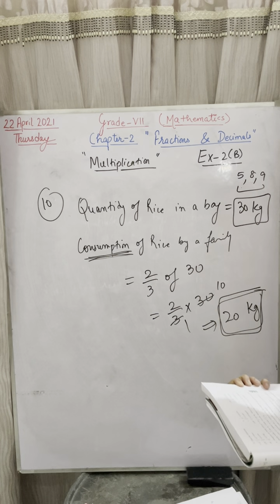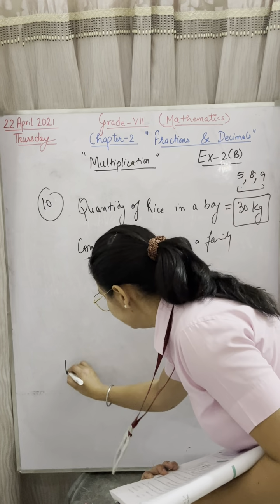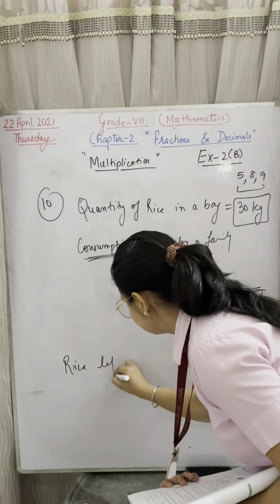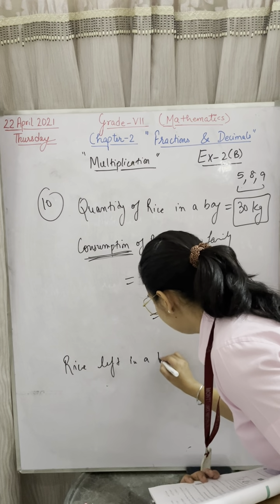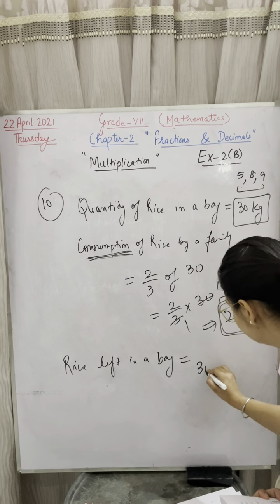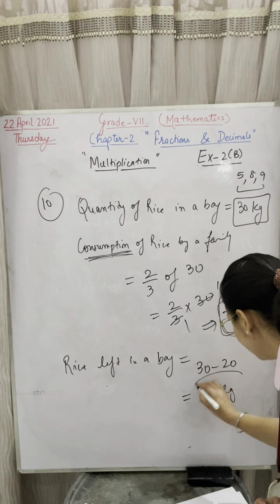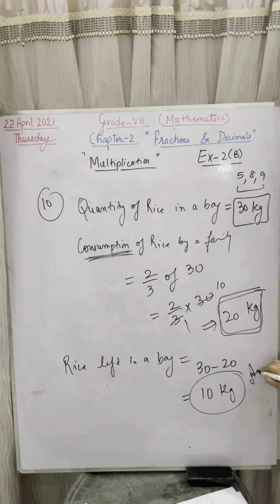After that they are asking how much rice is left in the bag. So rice left in the bag is equal to 30 minus 20, and that is equal to 10 kg. 10 kg is left in the bag. Is it clear to everyone? Again, it is very, very easy.